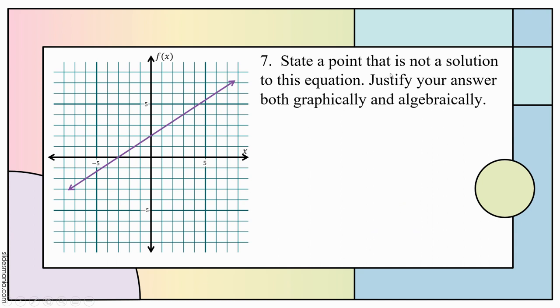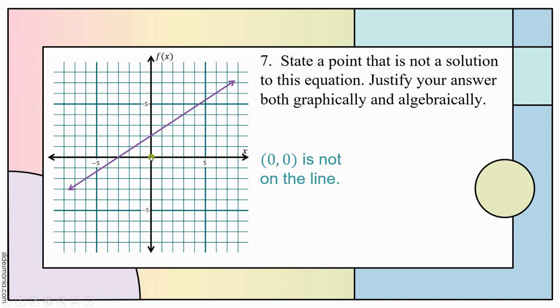Next, it says to state a point that is not a solution. Any point that is not on the line you can use. So there's an infinite amount of correct answers, okay? I went with 0, 0. 0, 0 is not on the line.